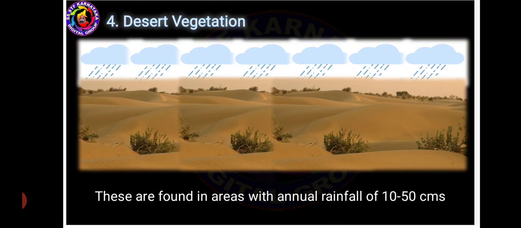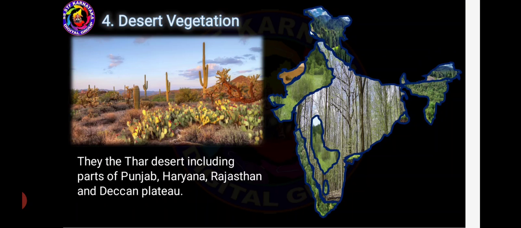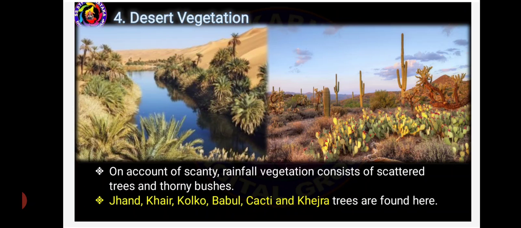Fourth is desert vegetation. They are found where rainfall is very less, between 10 to 50 centimeters in a year. Mainly in the Thar desert, parts of Punjab, Haryana, Rajasthan, and Deccan Plateau, we find this particular vegetation. Since rainfall is very less, very few types of trees and bushes are found, like jand, khair, kolko, babul, cacti, and kejra.